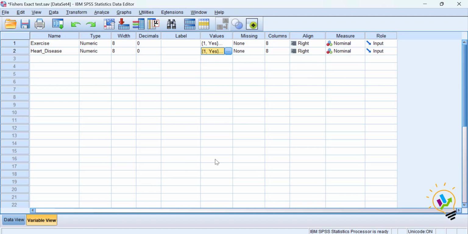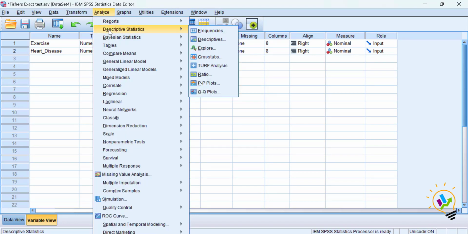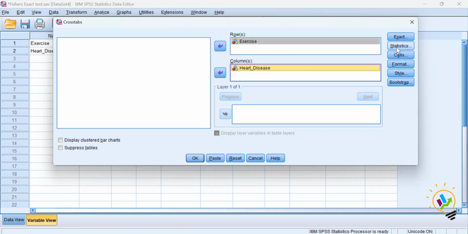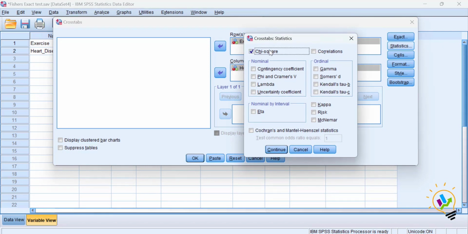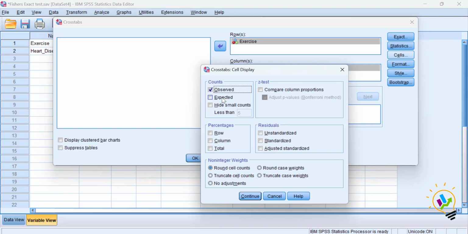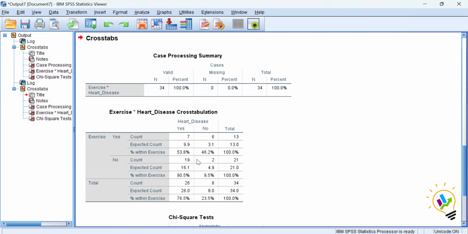Now I'll show you how to do the analysis. In Analyze, select Descriptive Statistics. In this, select Crosstabs. Select exercise as the row and heart disease as the column. In Statistics, select chi-square. And in Cells, we will select expected count and percentage as row. Click Continue and click OK.